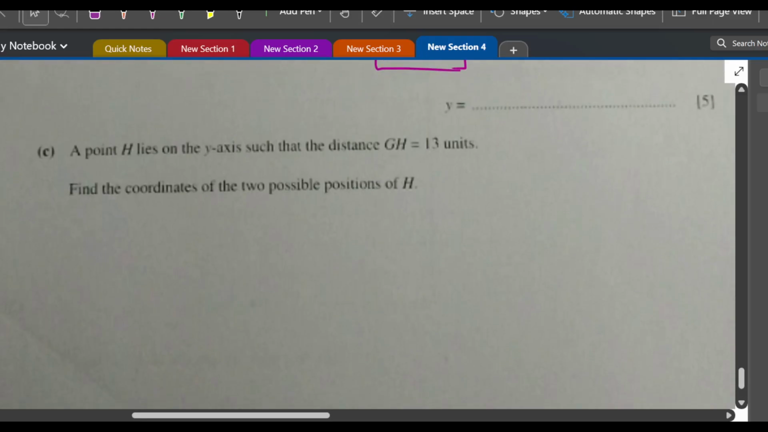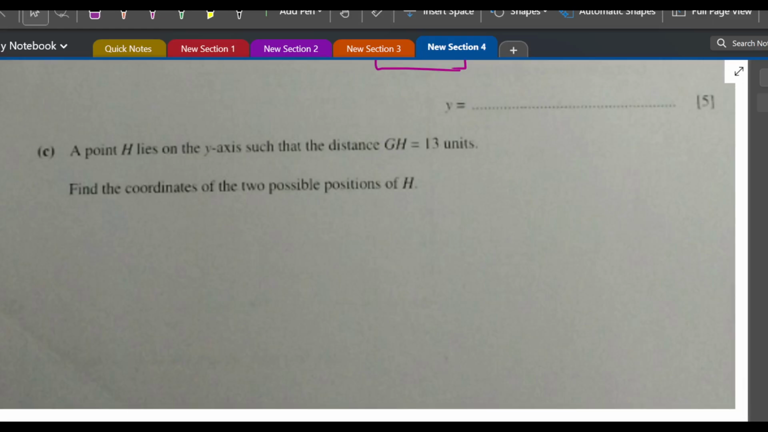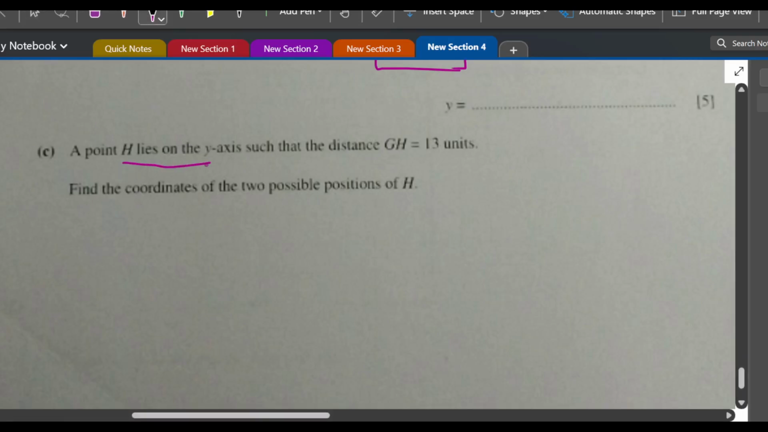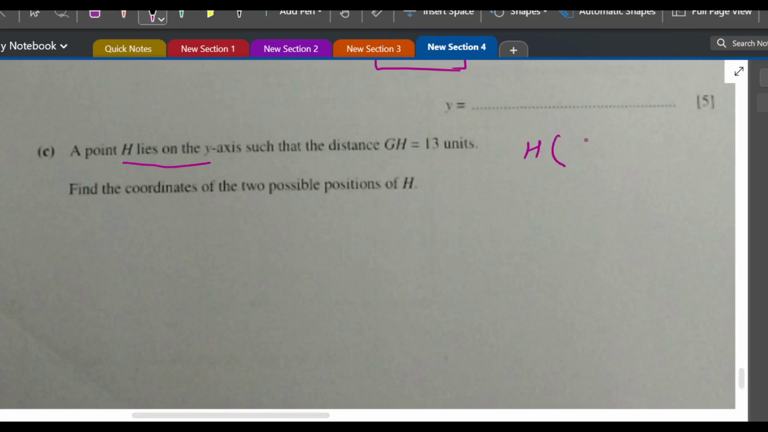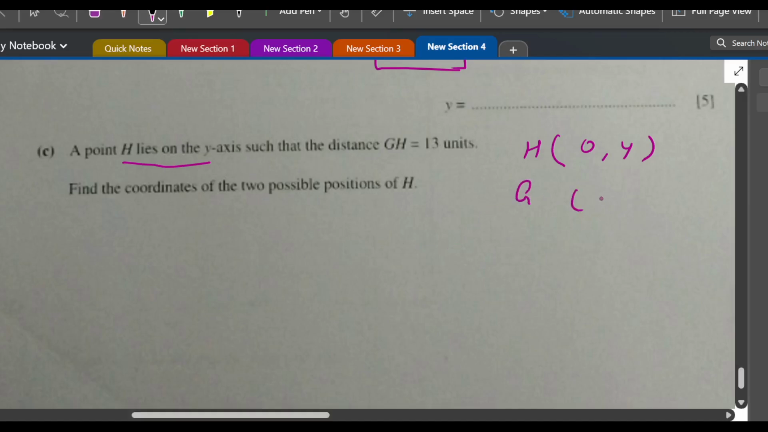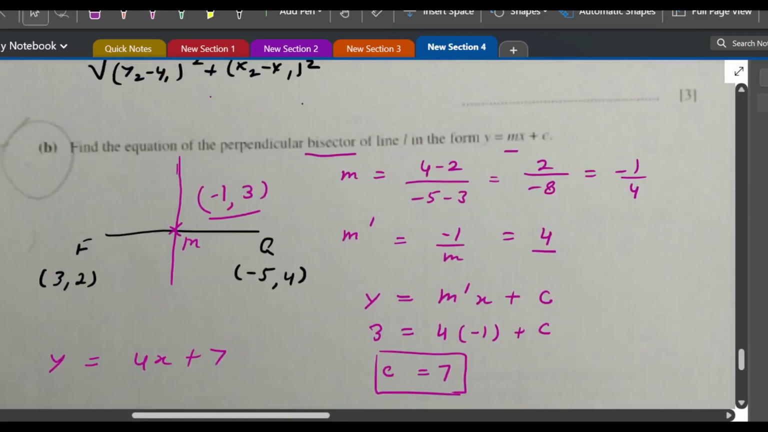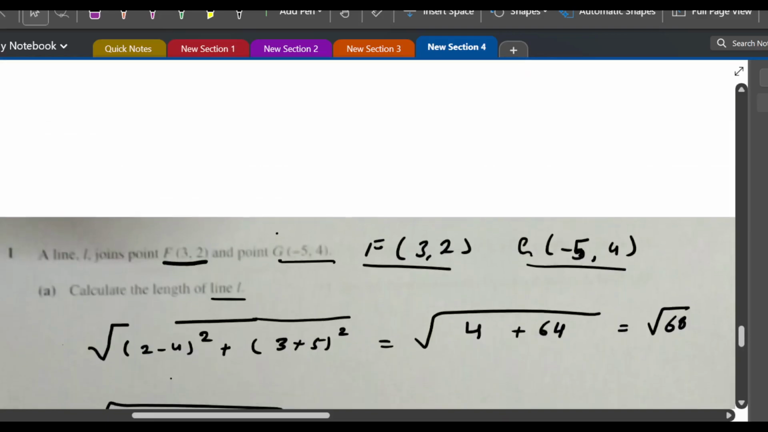A point h lies on the y-axis such that GH is 13. Find the coordinates of the two possible positions of h. Now see, h is lying where? On the y-axis. So the coordinate of h could be of the form 0 comma y, yes or no, because it is on the y-axis, the x coordinate will be 0. And G, you know the coordinate of G, which is minus 5 comma 4, right? This is the coordinate of G, minus 5 comma 4.